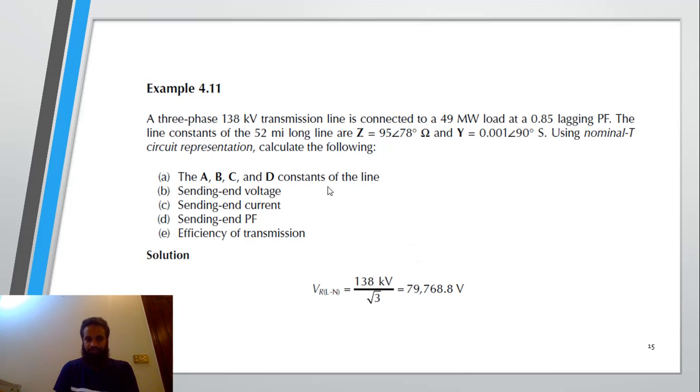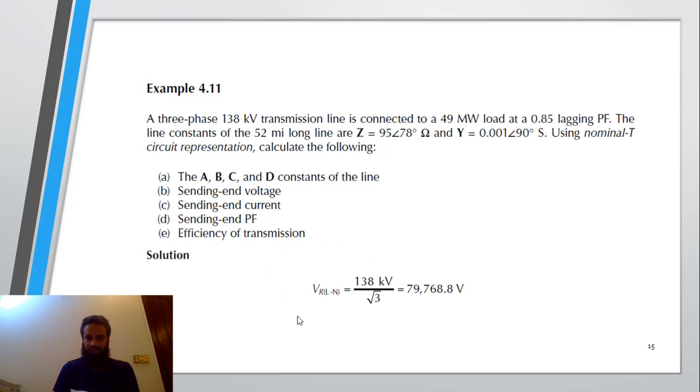Now this is an example. A three-phase 138 kV transmission line is connected to a 49 megawatt load at 0.85 lagging power factor. The line constants of the 52 mile long line, Z is equal to this one and Y is equal to this one. Using the nominal T circuit representation, calculate the following: ABCD, sending end voltage, sending end current, sending end power factor, and efficiency.